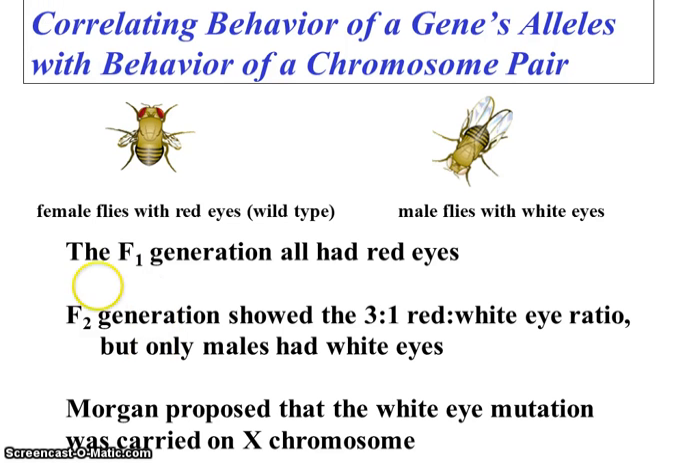And so then we looked, and we could see we could cross these. So we had the females with red eyes, males with white eyes. So F1, they all had red eyes. F2 showed the 3-to-1 white eye ratio, but only the males had white eyes. So this is when Morgan proposed that the white eye mutation was carried on the X chromosome.